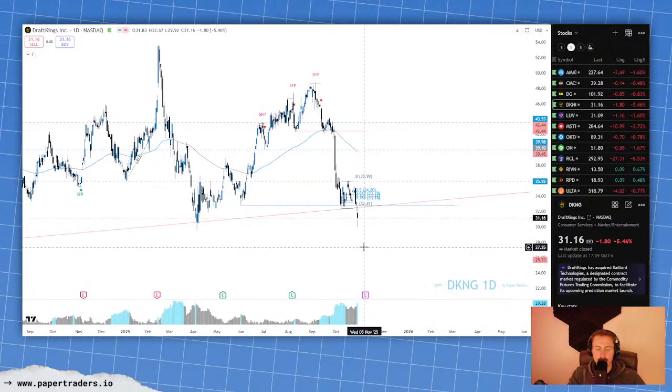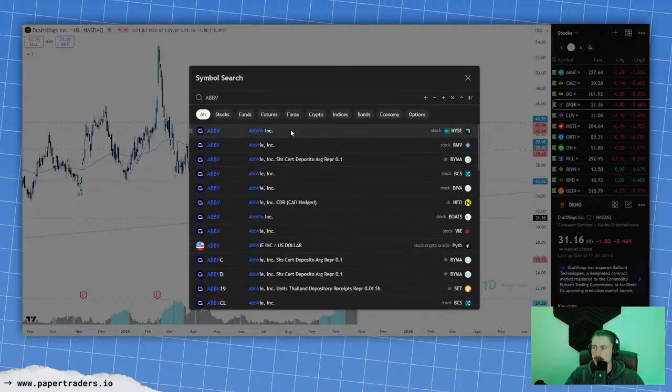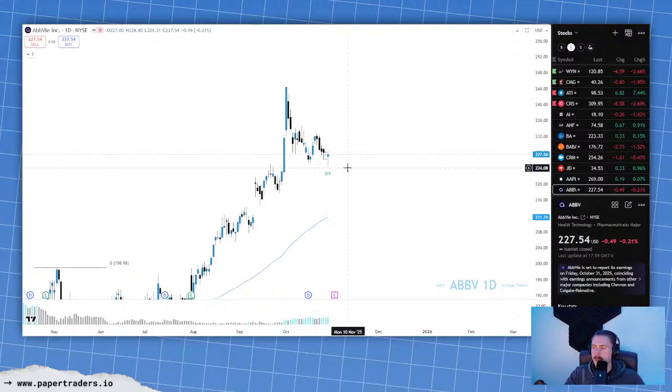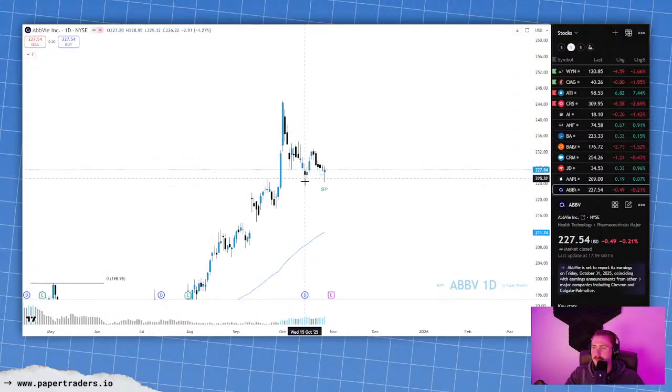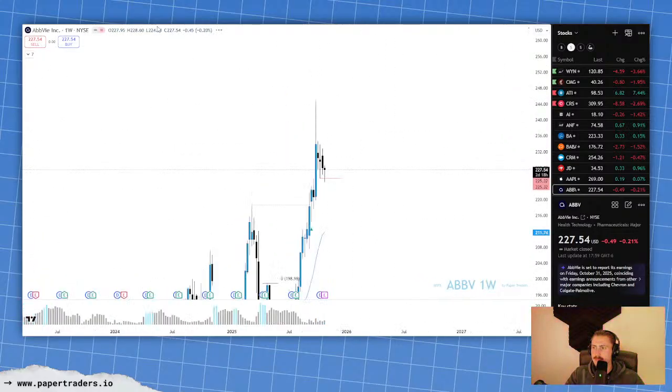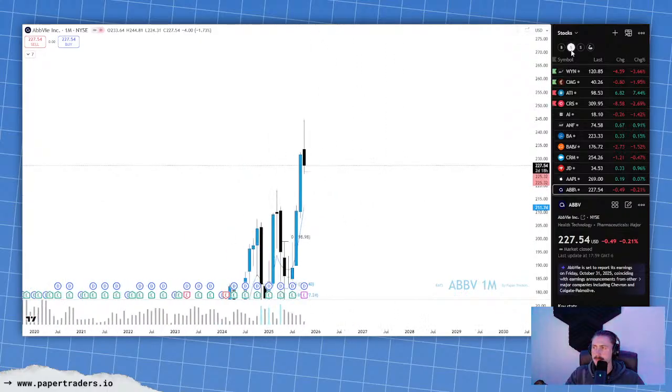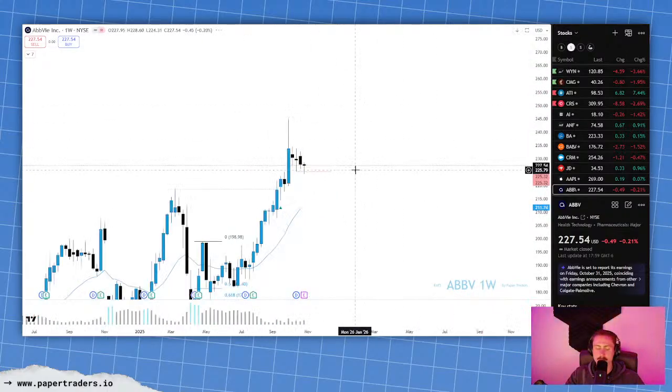ABBV. Drafting, the bed is shot. SFP is good. Just up into that high again, maybe. This monthly's all bad though. Yeah. A little iffy looking.